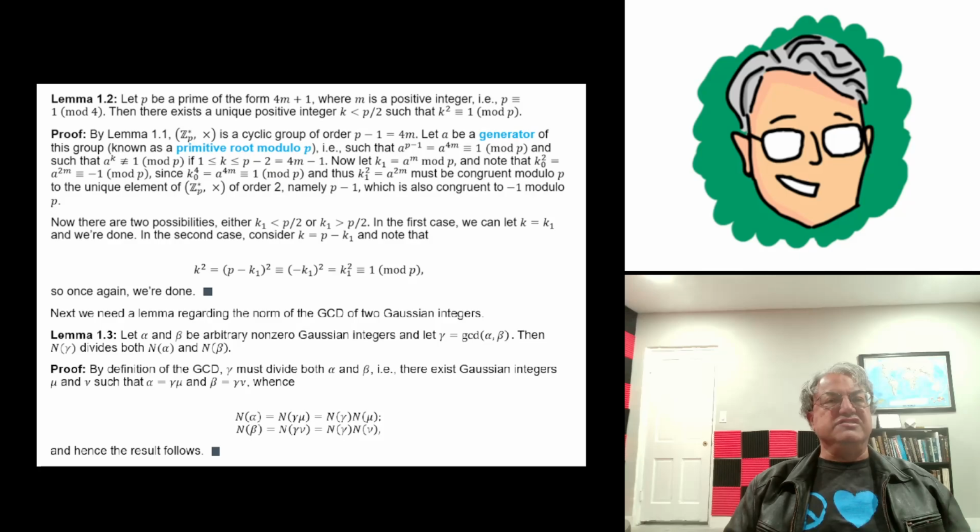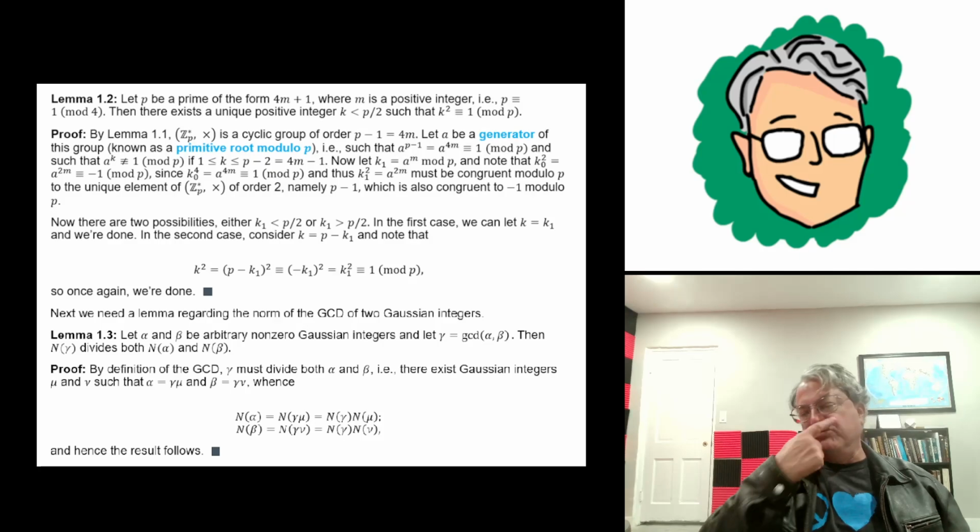I mean, we know that since gamma is the GCD of alpha and beta, GCD stands for greatest common divisor, and since it's a common divisor, it has to divide both alpha and beta. So we know right off the bat that gamma has to divide both alpha and beta. That means there exist Gaussian integers, which I'm calling mu and nu here, such that alpha equals mu times gamma, or gamma times mu, and beta equals gamma times nu.